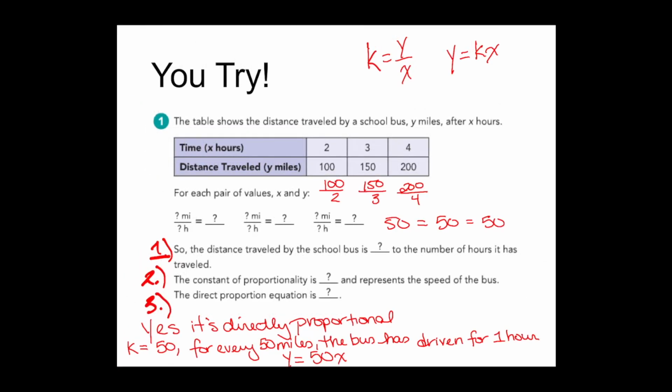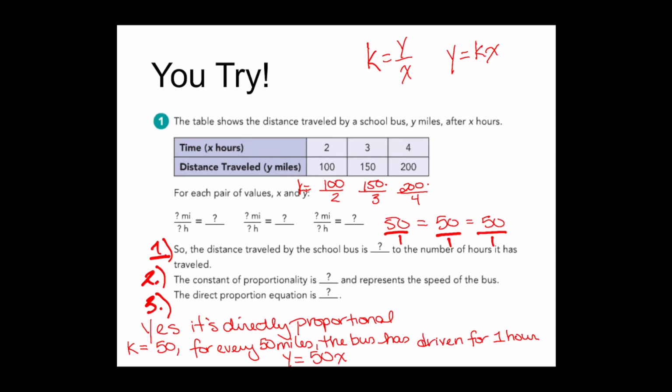So here's our solution to number 1 about the distance this bus travels and its time. So when I try to figure out my constant of proportionality, I set up my ratios where y is over x. So it's 100 over 2, 150 over 3, and 200 over 4. When those are simplified, those become 50 over 1, or just 50. And they are all equal to each other. So the answer to the first question is yes, it's directly proportional.